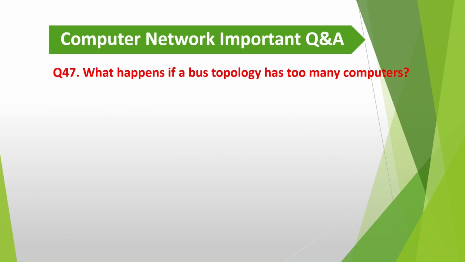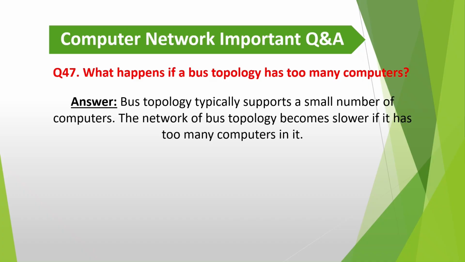Question 47. What happens if a bus topology has too many computers? Answer. Bus topology typically supports a small number of computers. The network of bus topology becomes slower if it has too many computers in it.